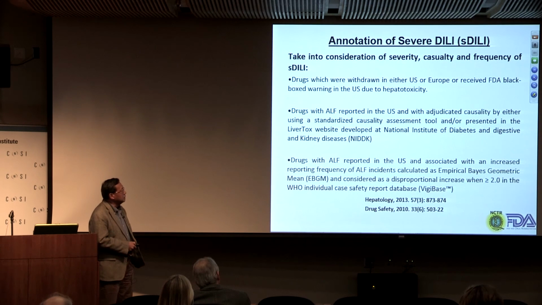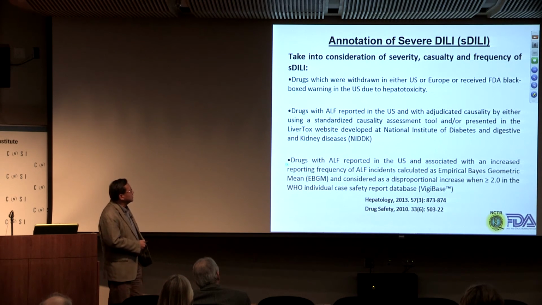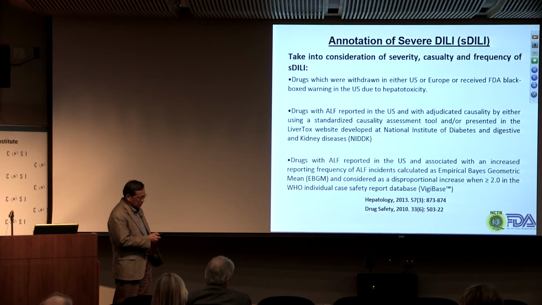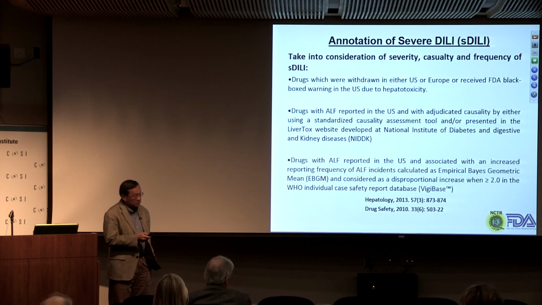The last one is only reported in the US and also increases the reporting frequency of acute liver incidents, calculated as the EBGM. So it's in the VGPS. We based on these two papers to develop these three criteria.